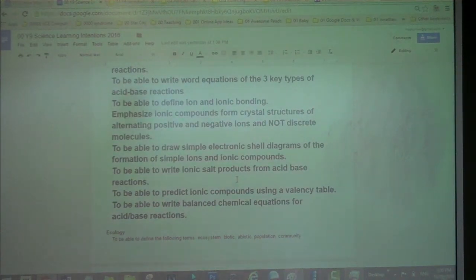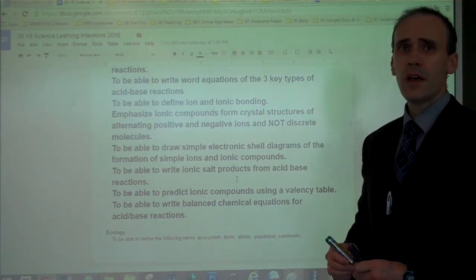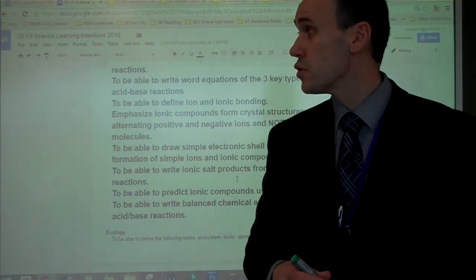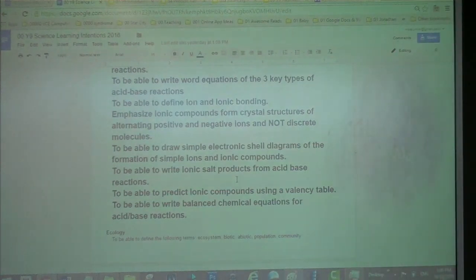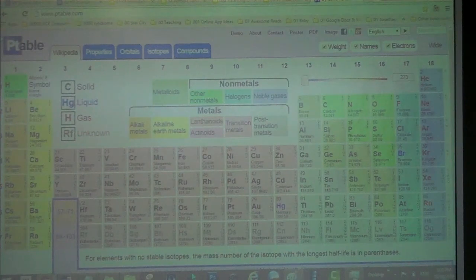And to write a balanced chemical equation for acid-base reactions, and we're going to talk right now about balancing chemical equations, like that. Okay, day one, you got your periodic table, and we started filling information in it. Hopefully, your periodic table is in pretty good shape. So, I might just do lights.